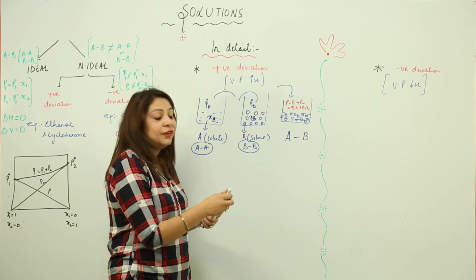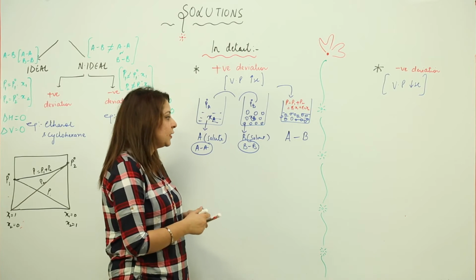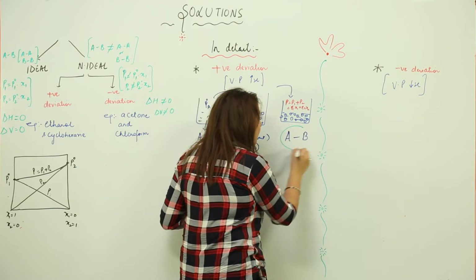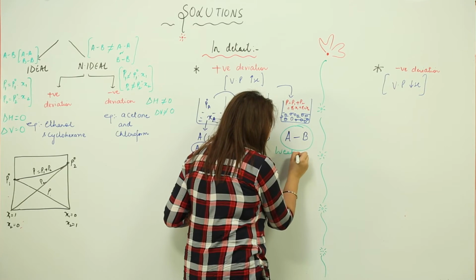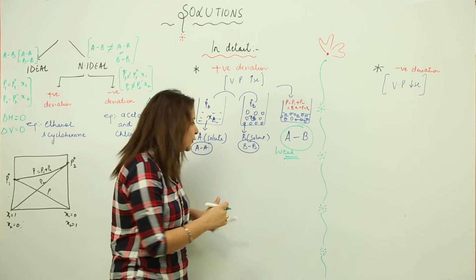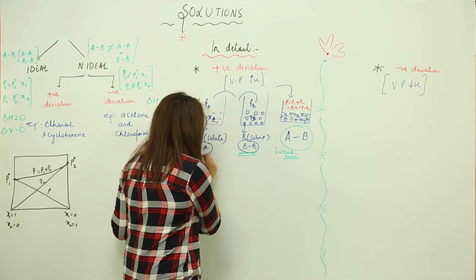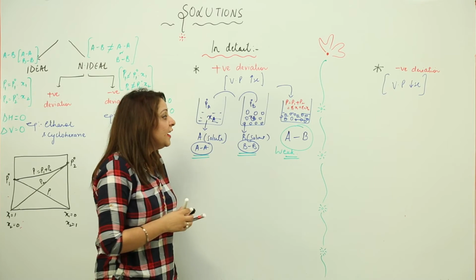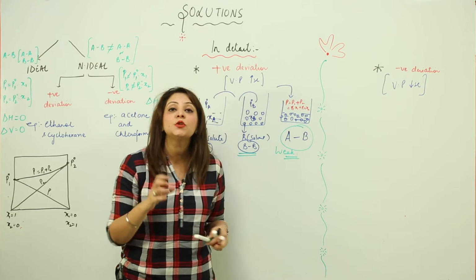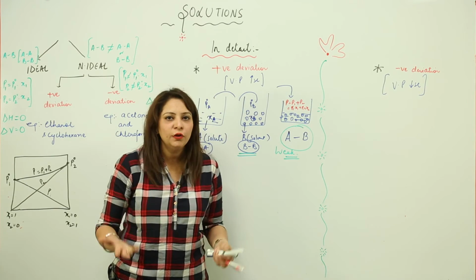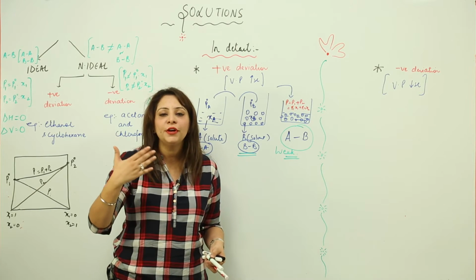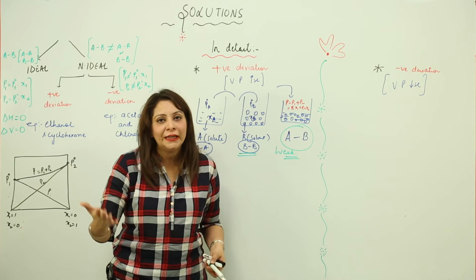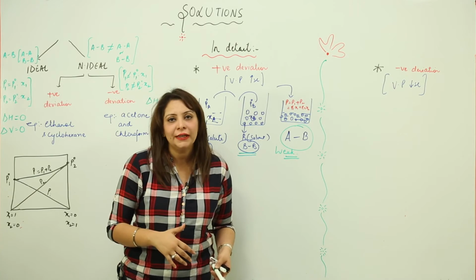So that means now if we compare the strength of the interaction, we found that AB is comparatively weak. That means it has a weaker interaction if we compare it with AA or BB. Now if the interaction between A and B is weaker, what do you expect? What kind of behavior do you expect? Will the vapor pressure increase, or will the vapor pressure decrease?